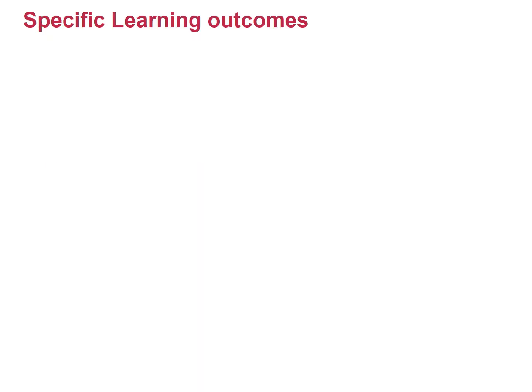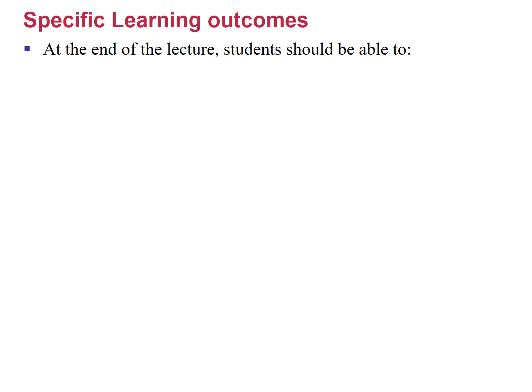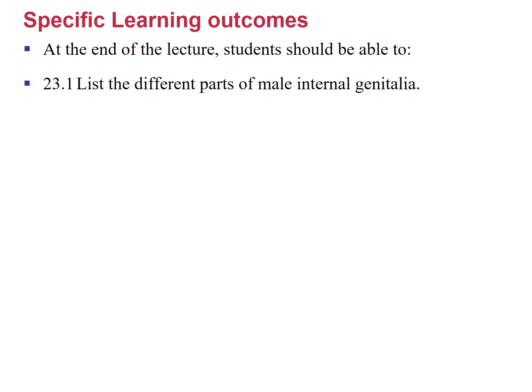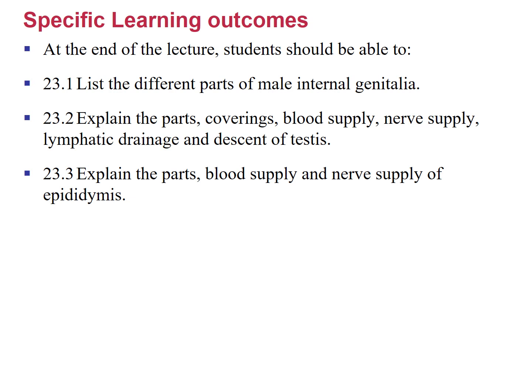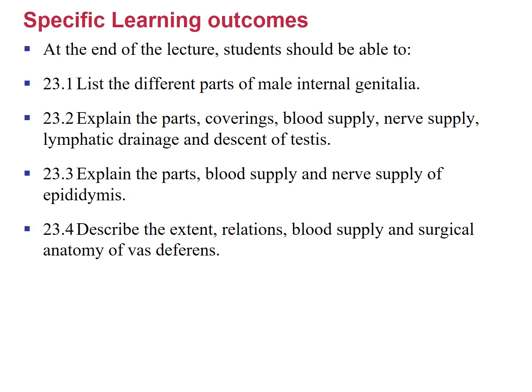Specific learning outcomes of this lecture. At the end of the lecture, students should be able to list the different parts of male internal genitalia. Explain the parts, coverings, blood supply, nerve supply, lymphatic drainage and descent of testis. Explain the parts, blood supply, nerve supply of the epididymis. Describe the extent, relations, blood supply and the surgical anatomy of vas deferens.